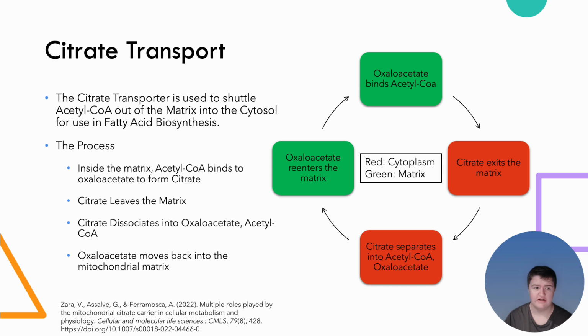The next one is going to be citrate transport. So this one involves shuttling acetyl-CoA out of the matrix and into the cytosol. And then that's super important to building up our malonyl-CoA for fatty acid synthesis. So inside the matrix, acetyl-CoA is going to bind to oxaloacetate. This forms our citrate molecule. The citrate then leaves the matrix and goes into the cytosol, where it will separate into acetyl-CoA and oxaloacetate. And then the oxaloacetate just goes right back into the matrix and it repeats again.